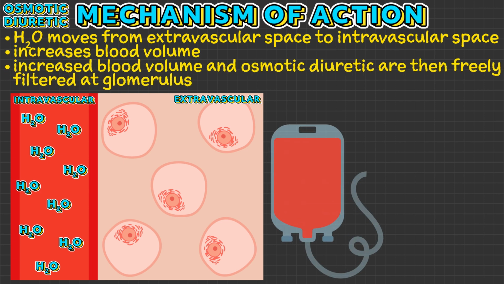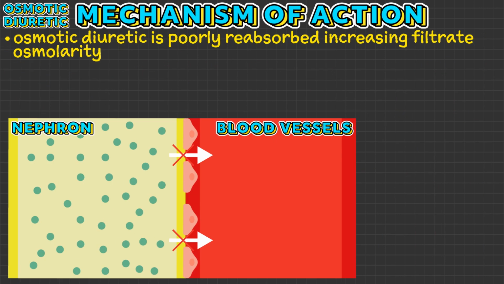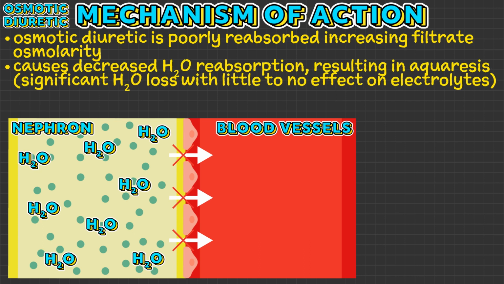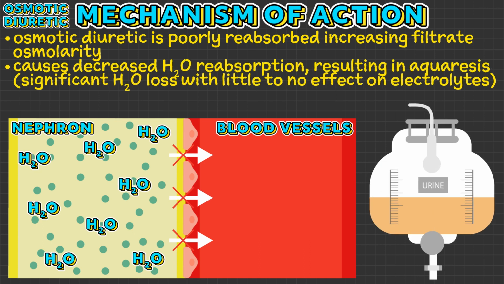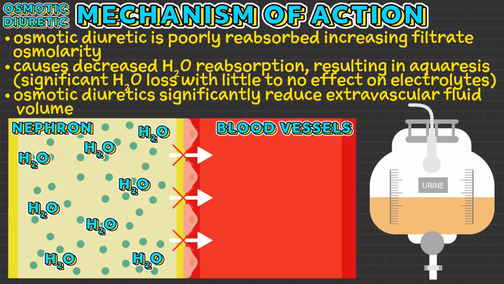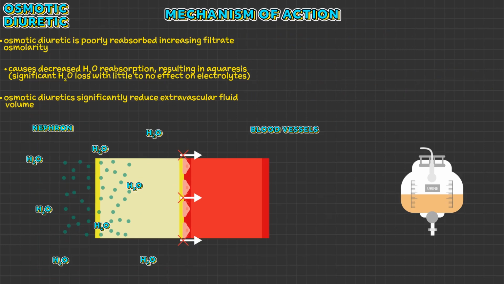The increased blood volume and molecules of the osmotic diuretic are then freely filtered at the glomerulus. Due to poor reabsorption, the molecules of the osmotic diuretic remain in the filtrate, increasing filtrate osmolarity. This causes decreased water reabsorption, resulting in aquaresis, or significant water loss with little to no effect on electrolytes. Therefore, osmotic diuretics significantly reduce extravascular fluid volume.